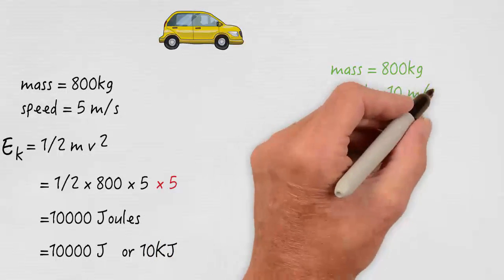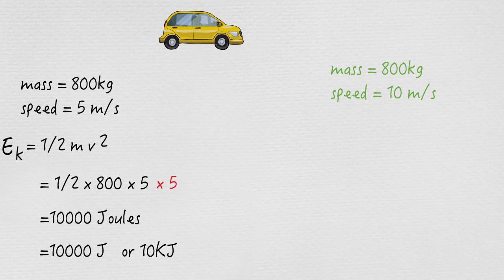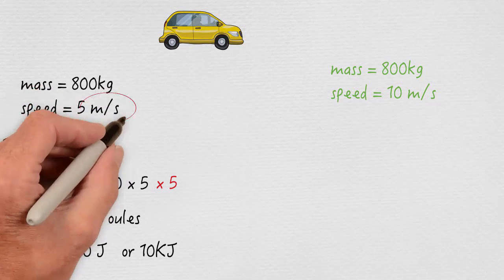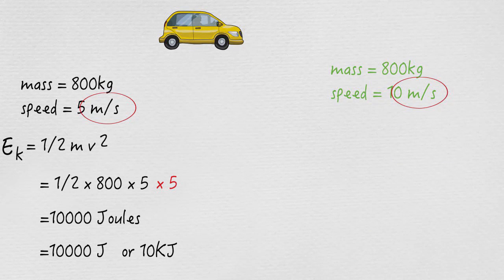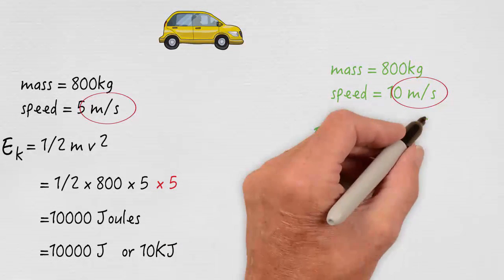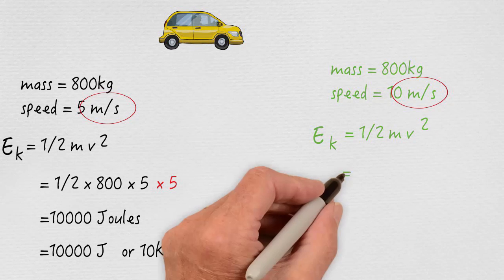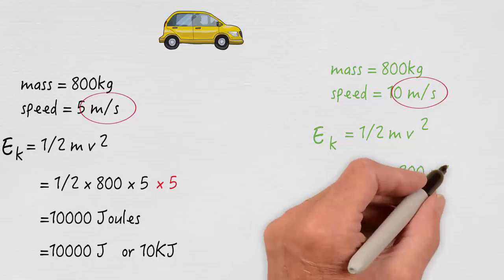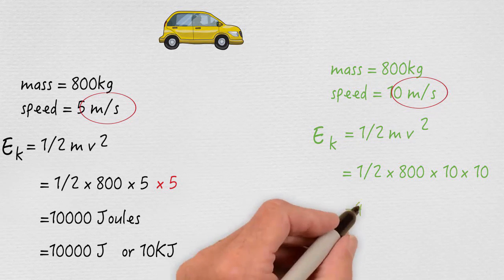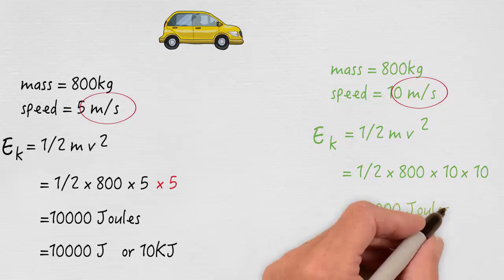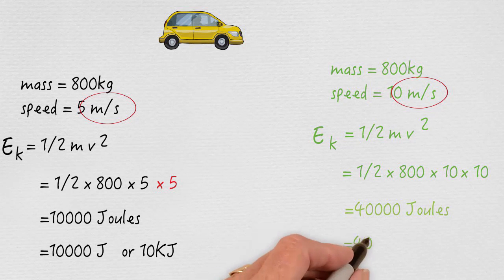A funny thing happens if you double the speed of something. Most students would think that the kinetic energy would therefore double as well, but it doesn't. It actually does something else. It quadruples. And the reason why is because of that v squared. We're going to do a quick calculation now to prove it. You see the speed has gone from 5 meters per second to 10 meters per second. You stick the values into the formula. EK equals a half mv squared. A half times 800 times 10 times 10 gives you the answer this time, 40,000 joules, or 40 kilojoules. And it's the v squared that is responsible for that.